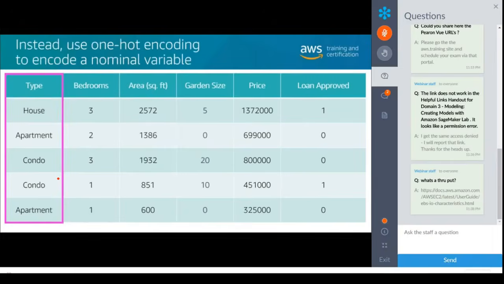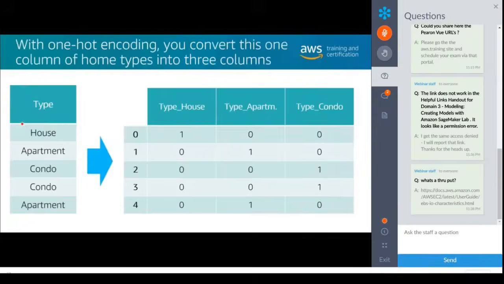So then use one hot encoding, right? So house turns into its own column, apartment turns into its own column, condo turns into its own column, and we put a 1 in that column if it's a house. That's what one hot encoding means. So here we've got house, and then there is the column for house. So anytime it's a house, we put a 1 here.